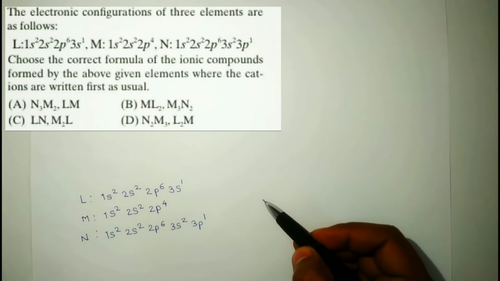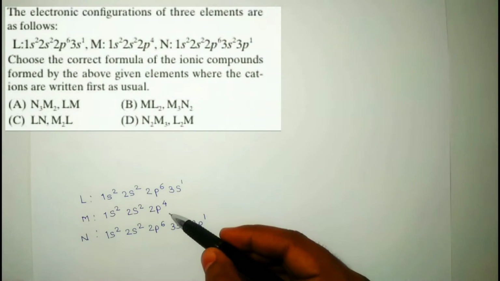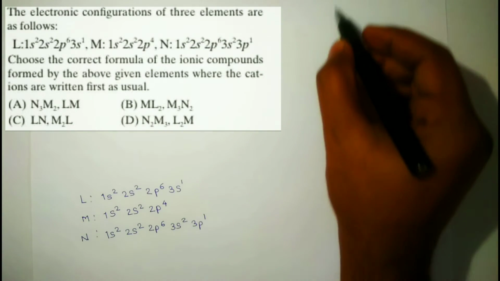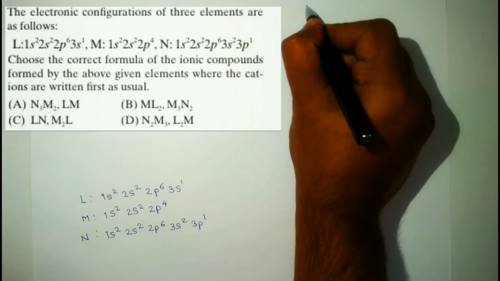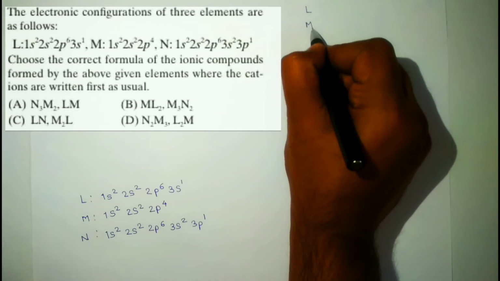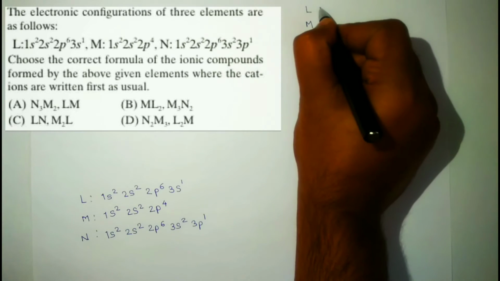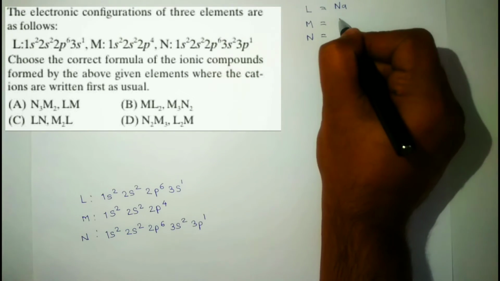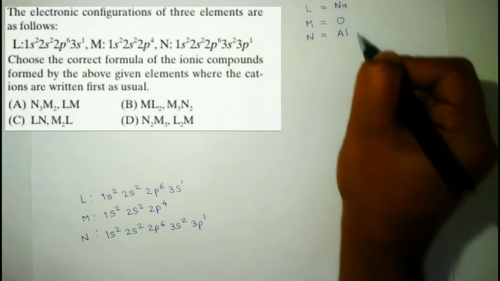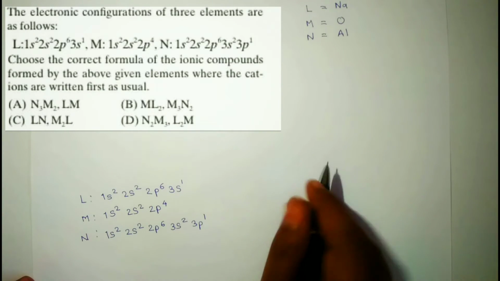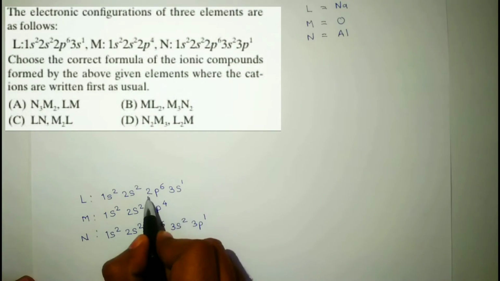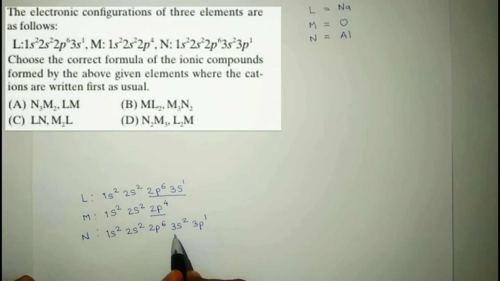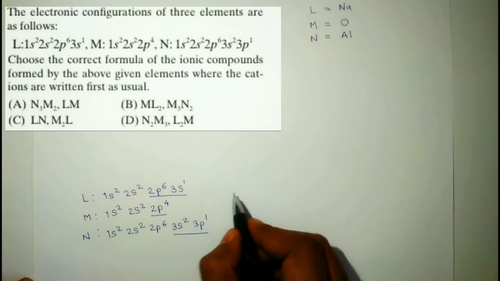We need to find the correct chemical formula for ionic compounds. We have been given three electronic configurations for different elements. Elements L, M and N have exactly the same electronic configuration as sodium, oxygen and aluminium. We know that to achieve stability, the outermost orbitals of all elements must be half-filled or full-filled.